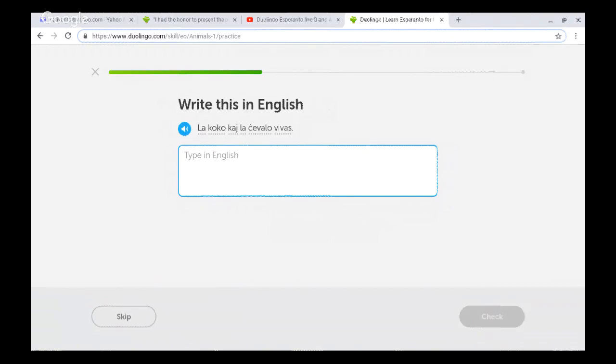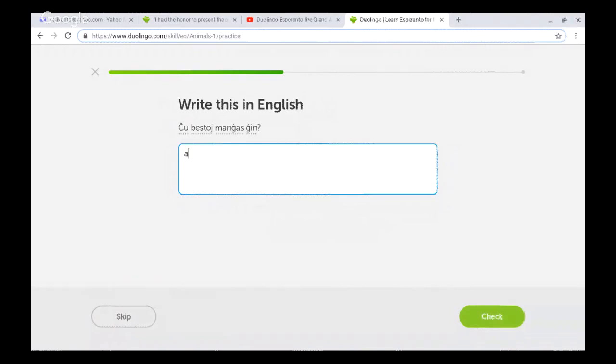Bone, refoje al la leciono, mi havas tri minutojn antaŭ mi volas fini. La koko kaj la ĉevalo vivas, the chicken and the horse live. Oh, that's right, we said somebody was working on animals. Ĉu bestoj manĝas ĝin?